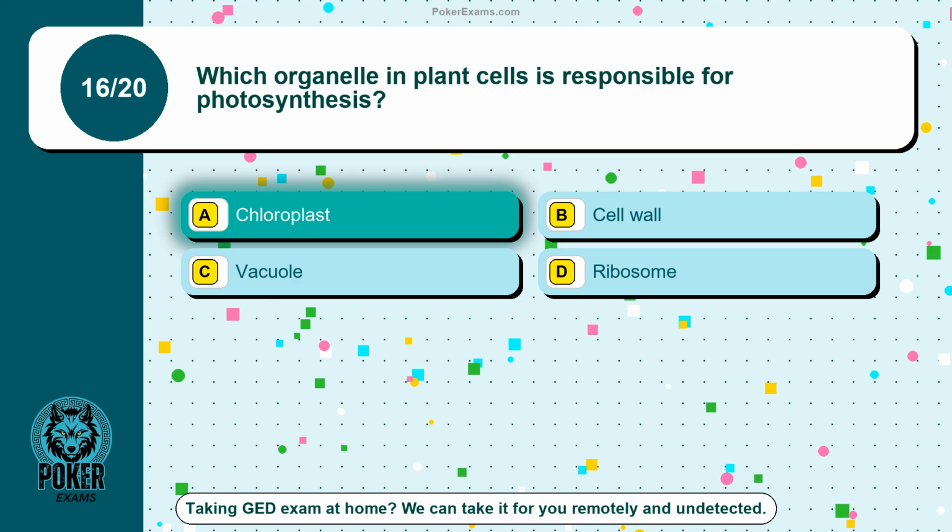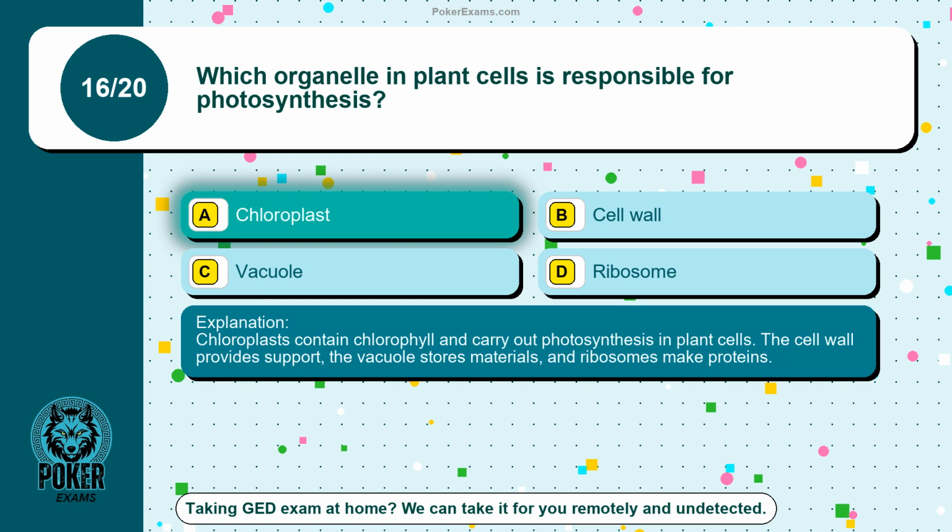The correct answer is option A. Chloroplast. Chloroplasts contain chlorophyll and carry out photosynthesis in plant cells. The cell wall provides support, the vacuole stores materials, and ribosomes make proteins.